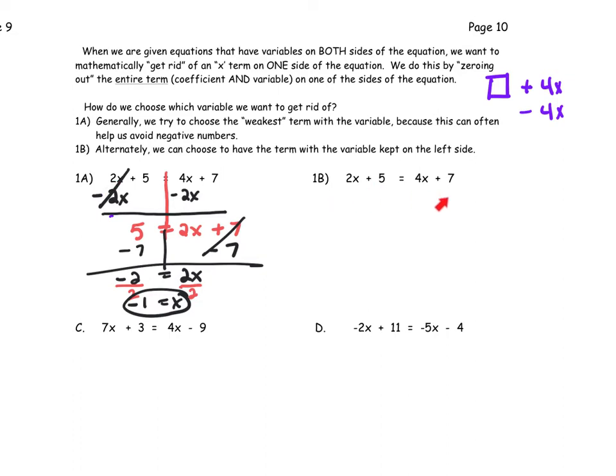So here's the same equation. So let's look at our second method. Alternately, we can choose to have the term with the variable kept on the left side. Often, students are more comfortable having the variable on the left side as opposed to the right side. So once again, when we have equations that have terms with variables on both sides, we want to eliminate one of those terms as our first step.